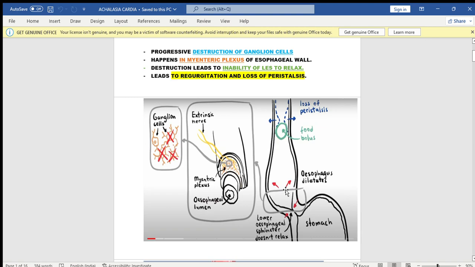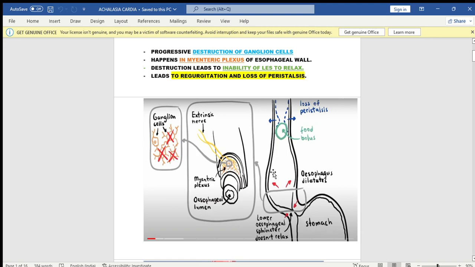As a result of achalasia cardia, we will have dysphagia, right? So you will have difficulty in swallowing, and the normal peristaltic movement will be lost. So achalasia cardia is a motility disorder which causes dysphagia as one of the primary symptoms. Why is that happening? Because the ganglion cells in the myenteric plexus are getting destroyed. As a result, the lower esophageal sphincter does not relax. Peristaltic movements are lost, so the food is unable to pass into the stomach.